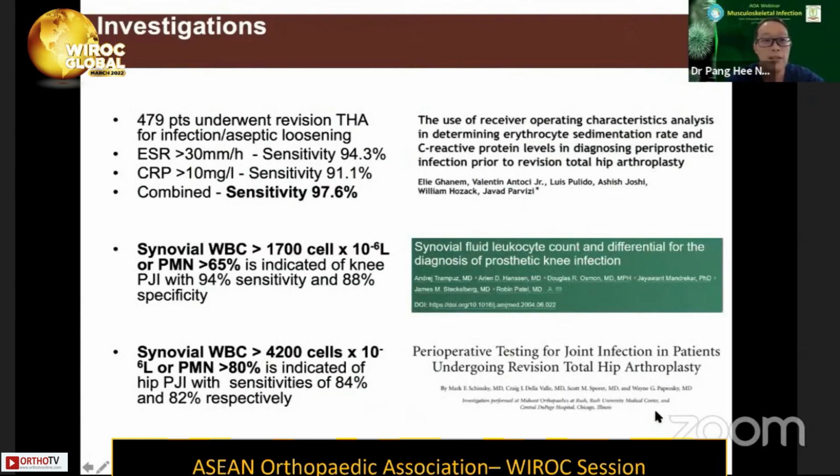Okay, so these are the evidence for ESR and CRP. Strong evidence for ESR and CRP, 97.6%. Synovial cell counts and percentage neutrophils are also very important. I take the cutoff as 2000 to 3000 for WBC and 65% for polymorphonuclear cells. Okay, this will give you 94% sensitivity and 88% specificity.